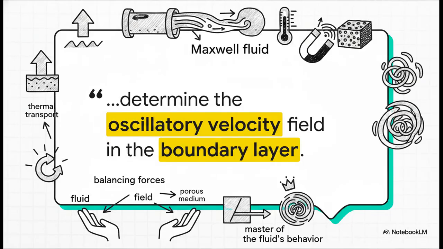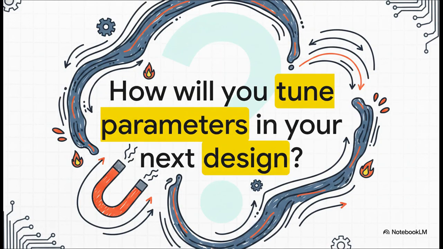To really cement this masterclass, I want to leave you with this fundamental conclusion. The interactive forces of buoyancy, porous medium interaction, magnetic field, and thermal transport determine the oscillatory velocity field in the boundary layer. The takeaway? You are not a victim of unpredictable non-Newtonian flow. By balancing these exact forces, you completely master the fluid's behavior. You now possess the exact analytical solutions and the theoretical intuition behind them.